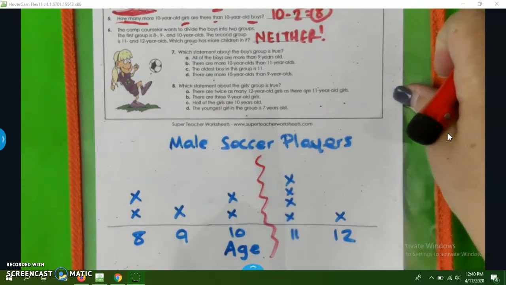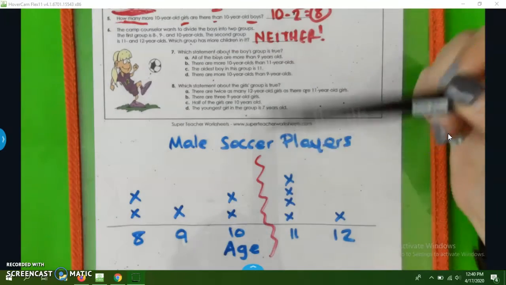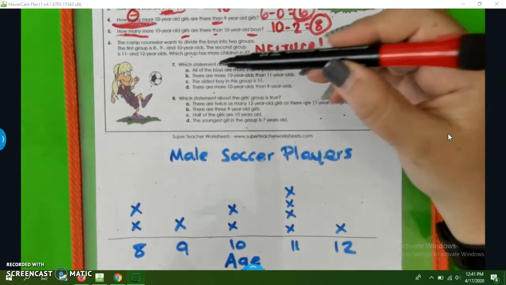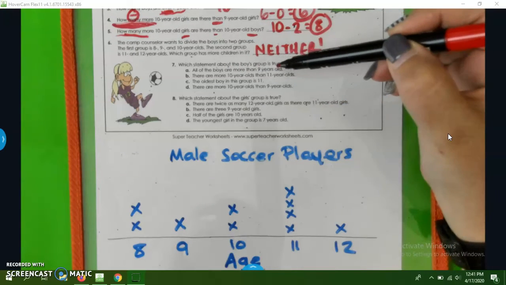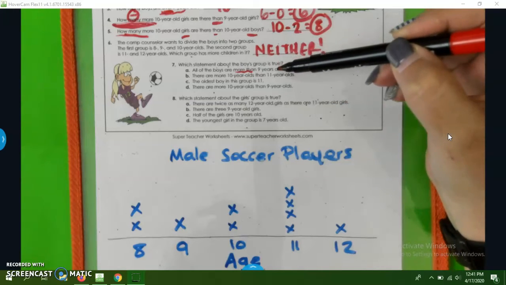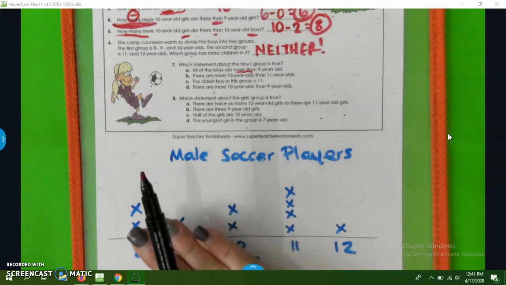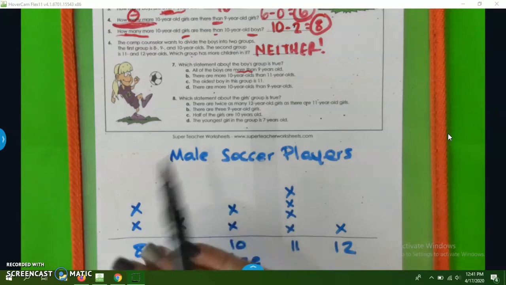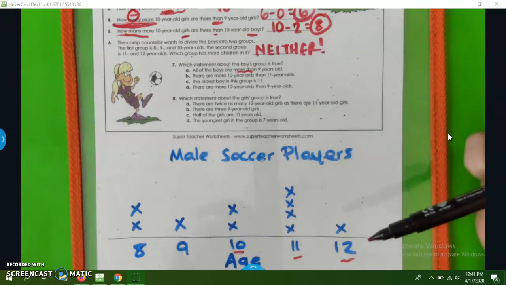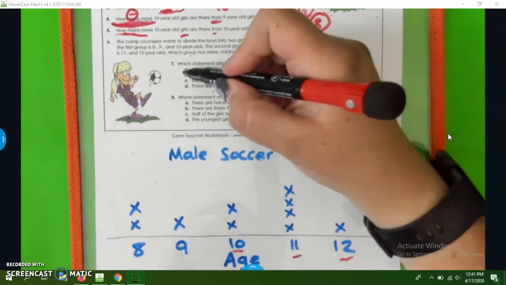Couple more questions. Which statement about the boys is true? So we're going to look at this line plot, and we are going to see if any of these statements are true. All of the boys are more than 9 years old. More than 9 is that tricky wording I told you about. More than 9 means that you cannot count 9, because 9 is not more than 9, it's equal to 9. More than 9 means that you're going to count the 10, 11, and 12-year-olds. All of the boys are more than 9. That's not true because we have 8 and 9-year-olds.